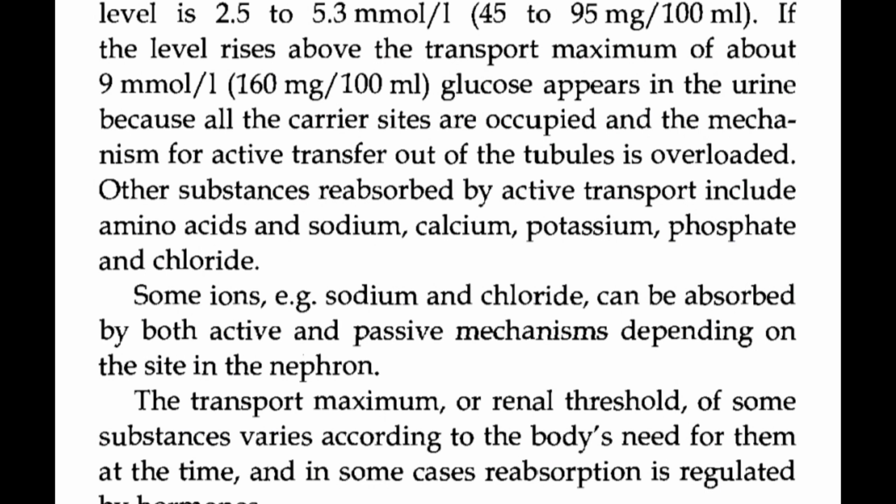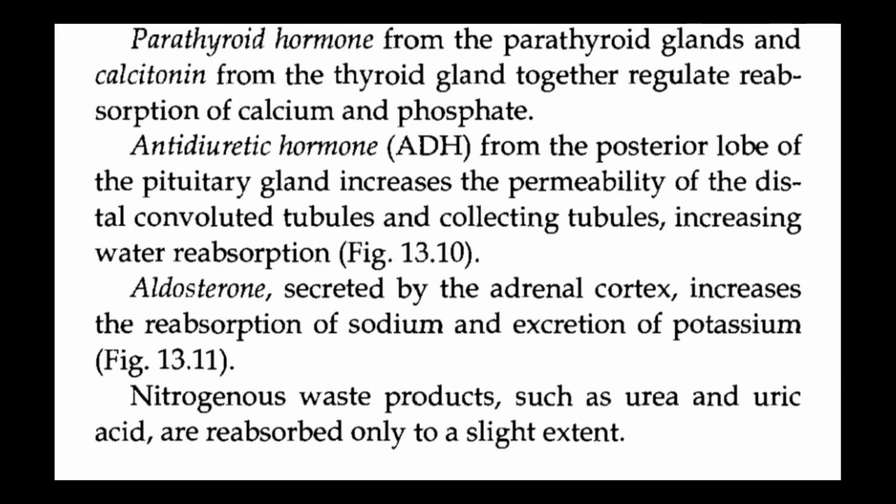Some ions, for example sodium chloride, can be absorbed by both active and passive mechanisms depending on the site in the nephron. The transport maximum or renal threshold of some substances varies according to the body's need for them at the time, and in some cases reabsorption is regulated. Parathyroid hormone from the parathyroid glands and calcitonin from the thyroid gland together regulate reabsorption of calcium and phosphate.